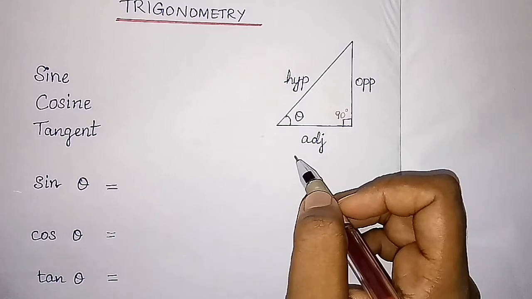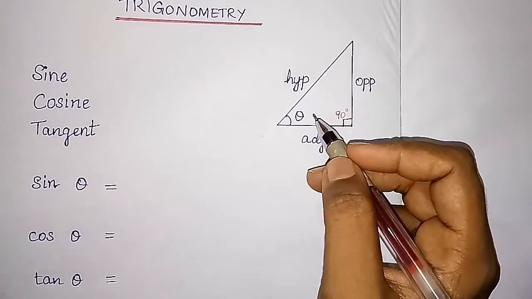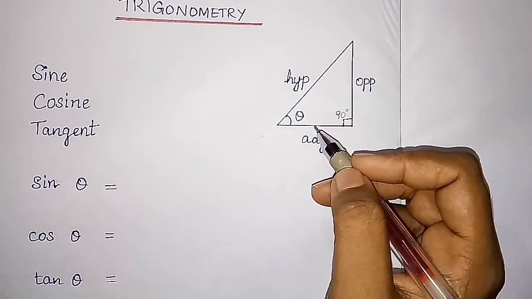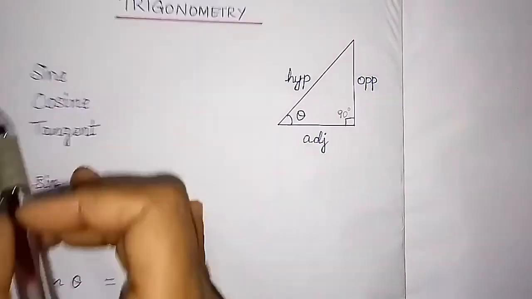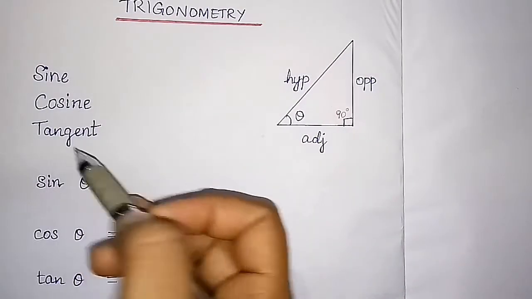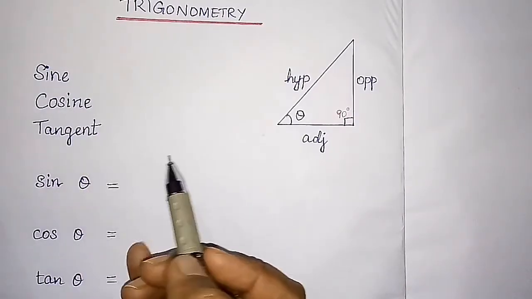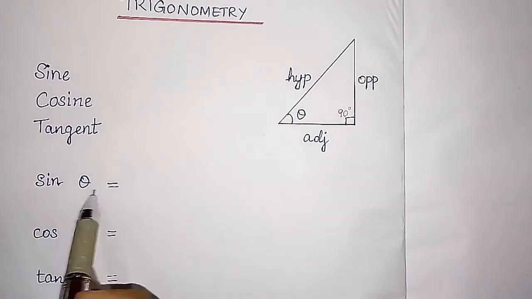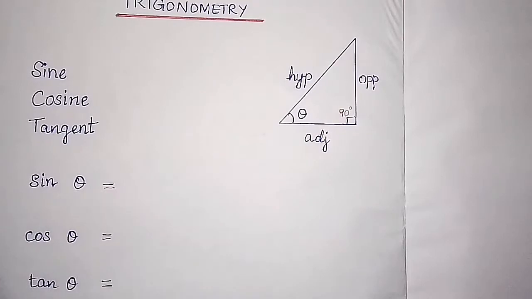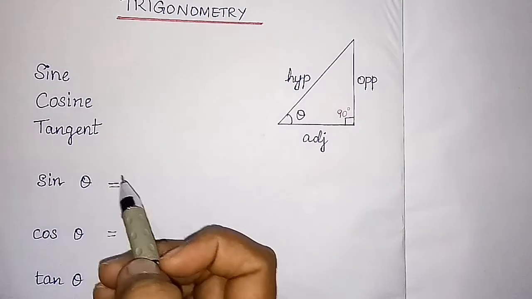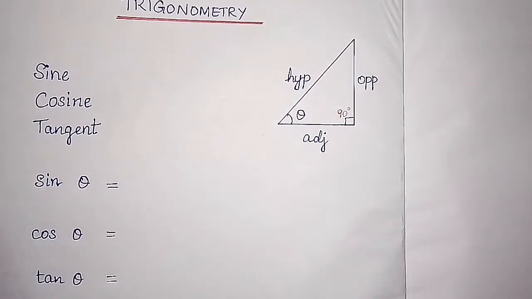So in trigonometry, using this right triangle, we can form three ratios. They are called sine theta, cosine theta and tangent theta. In short, we say them as sine theta, cos theta, tan theta.